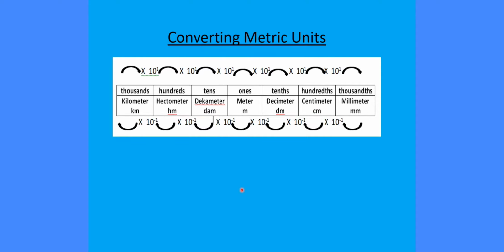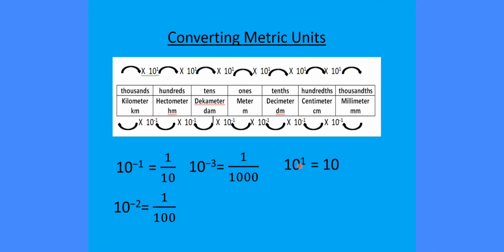I want you to familiarize yourselves with all of these. When we see 10 raised to negative 1, that is equivalent to 1 over 10. Then 10 raised to negative 2 is equivalent to 1 over 100. 10 raised to negative 3 is equivalent to 1 over 1000. Then 10 raised to 1 is equal to 10. 10 raised to 2 is equal to 100. And 10 raised to 3 is equal to 1000. Alright?